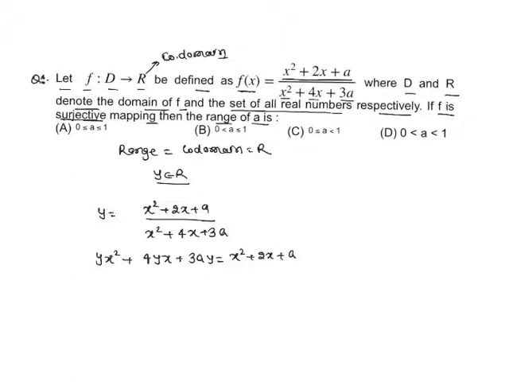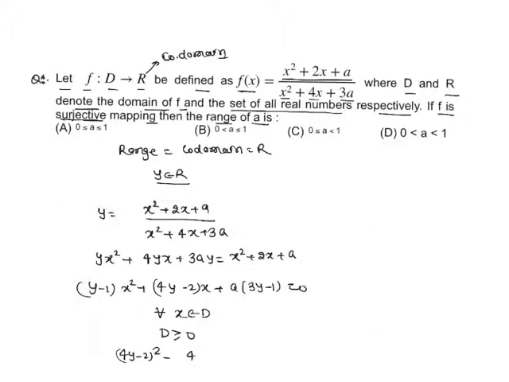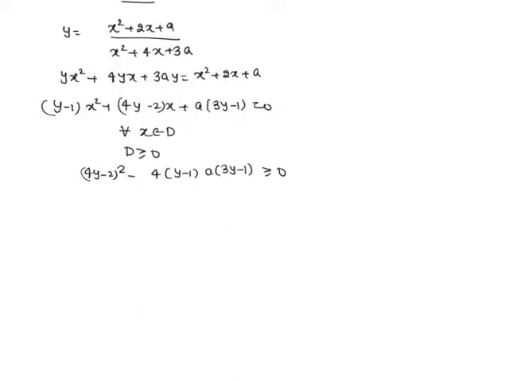So we will take everything to the left-hand side: (y minus 1)x square plus (4y minus 2)x plus a(3y minus 1) equals 0. Now for all x belonging to the domain, the discriminant should be greater than or equal to 0 to find the range. So what will we use? B square, (4y minus 2) whole square, minus 4 times a into (y minus 1), c is a into (3y minus 1), should be greater than or equal to 0.